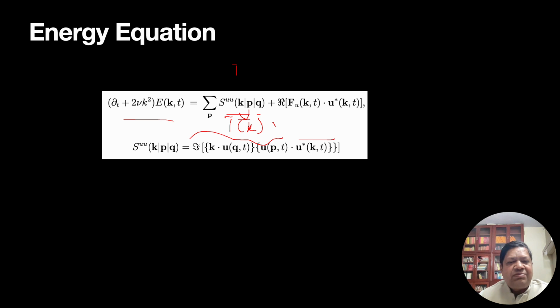The pressure is not appearing here. When I take a dot product, the pressure goes away. And ignore this, forcing is not in the inertial range, so we ignore it. So we need to compute properties of this object.